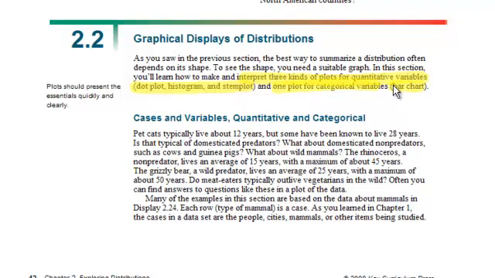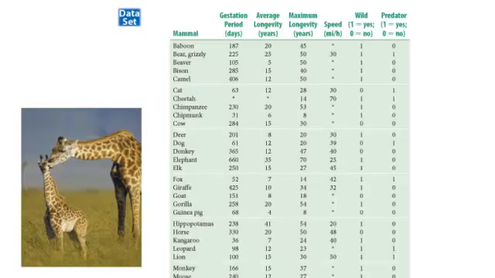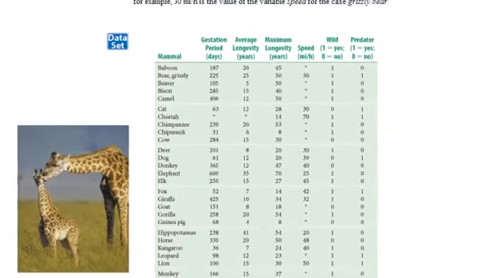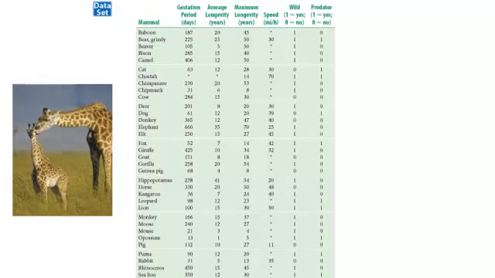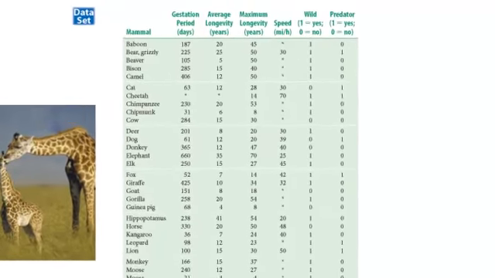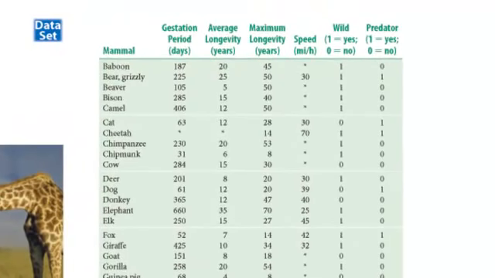Now I want to take a look at the next page here. Okay, we have this nice list of mammals, and you can see across the top we have different variables. So each mammal would be a case. So a baboon is a case, a grizzly bear is a case, etc. And then across the top we have the different variables: gestation period, average longevity, maximum length, speed, wild, and predator.